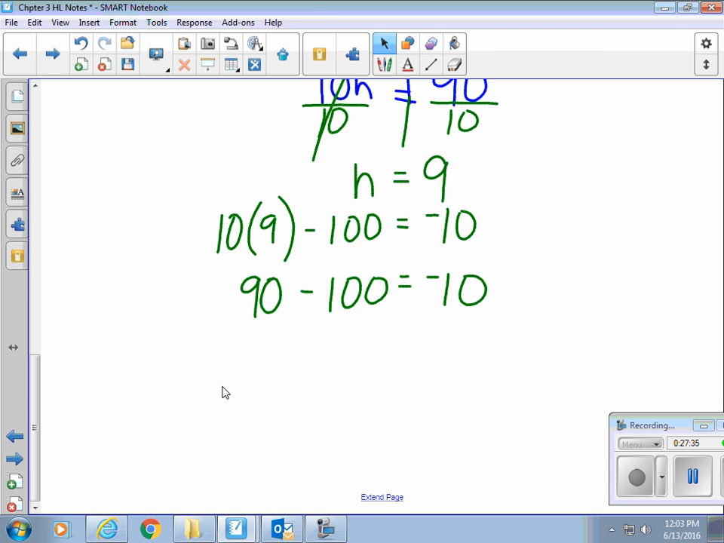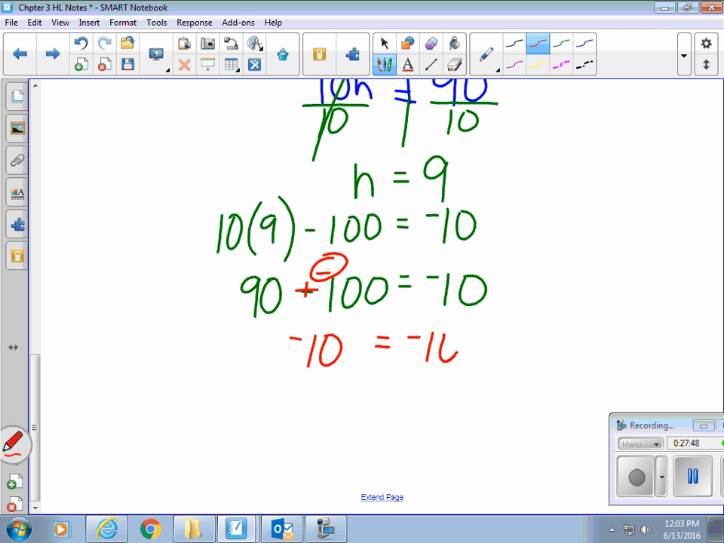Keep change opposite, integer rules. We've got two different signs, which means we should be finding the difference. 100 minus 90 is 10. Take the sign of the higher absolute value, which would be negative. We're left with negative 10 is equal to negative 10, which makes our answer of h equals 9 correct.